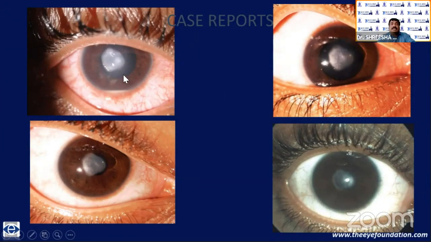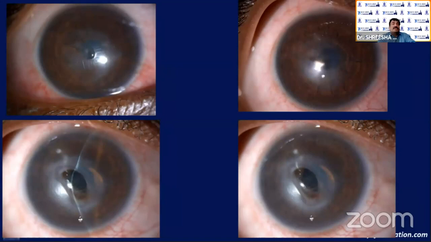One more case, this is a post-CXL keratitis. It is actually culture positive Staphylococcus aureus, and we treated this patient with moxifloxacin. And after 1 week of initiating the treatment, we started him on steroids also. This is a central scar which is reduced to a nebulomacular scar, but the visual acuity has not improved beyond 6/24, and this particular patient underwent DALK.